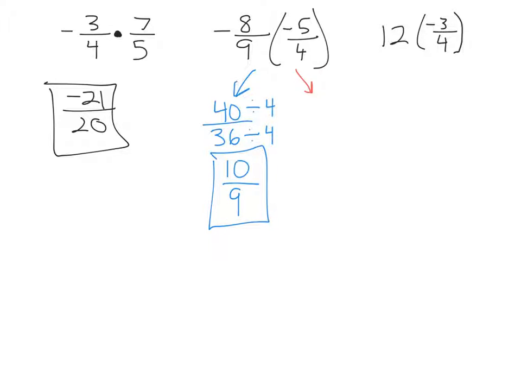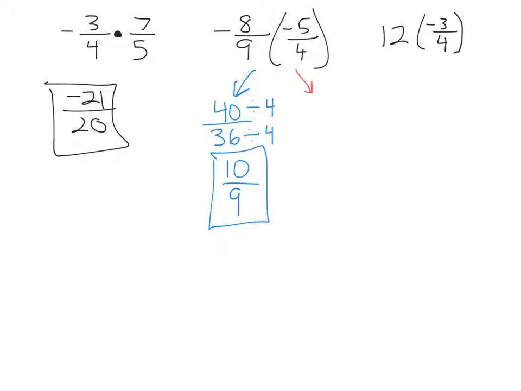Now, in this strategy, we can actually simplify before we start multiplying. Because I know I'm just going to multiply straight across, the 8 times 5 is going to stay on top, the 9 times 4 is going to stay on the bottom. What I can do is look at the numbers in the numerator and the numbers in the denominator and simplify them even though they're not part of the same fraction. Let me show you what I mean.